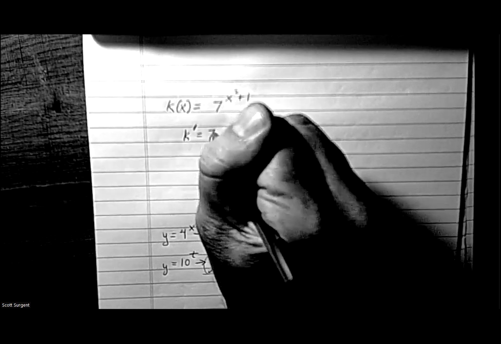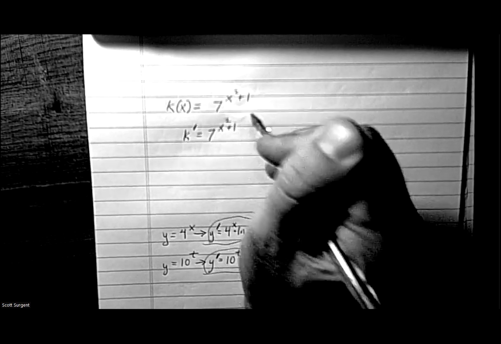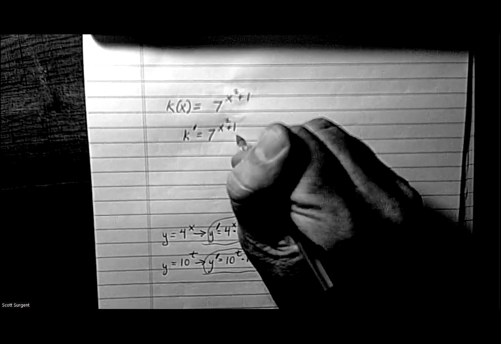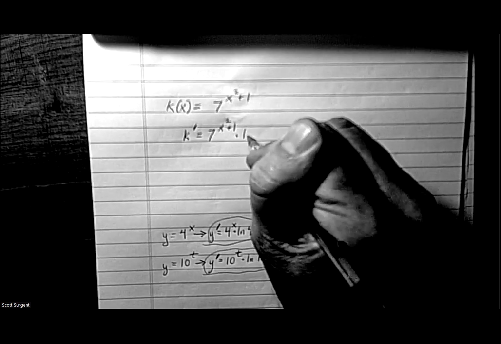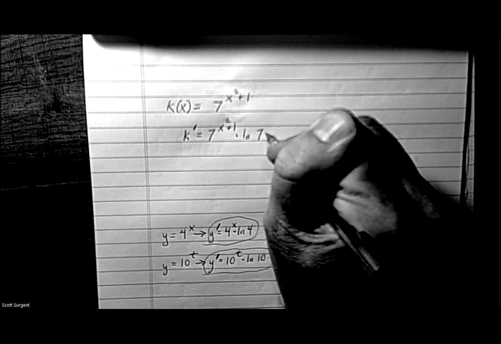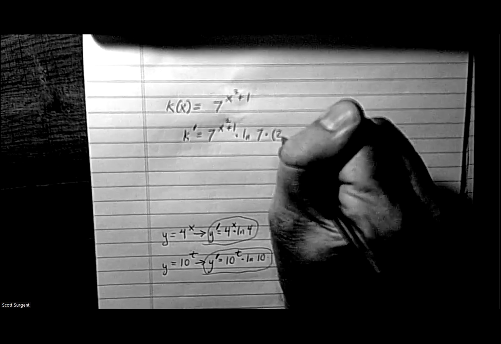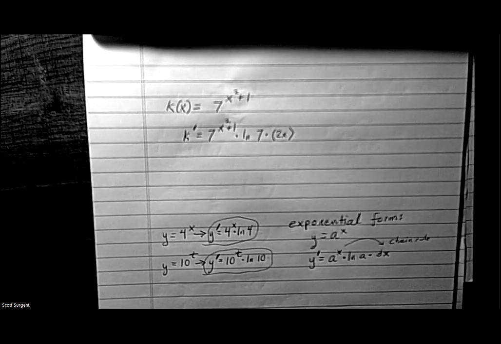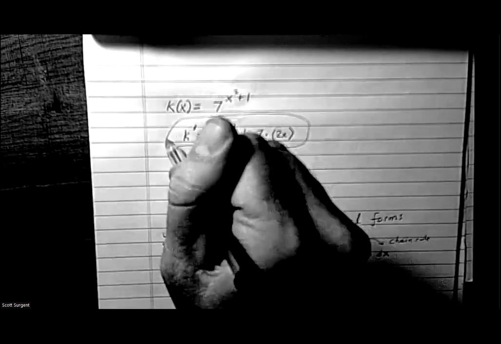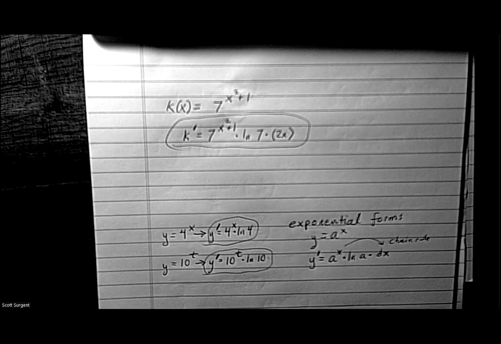So you copy it, you append it with the natural log of the base. Now this one does have a chain rule. The derivative of x squared plus 1 is 2x. And we're done. This one really is simplified. There's not much else we can do to it. And that would be what you type in.